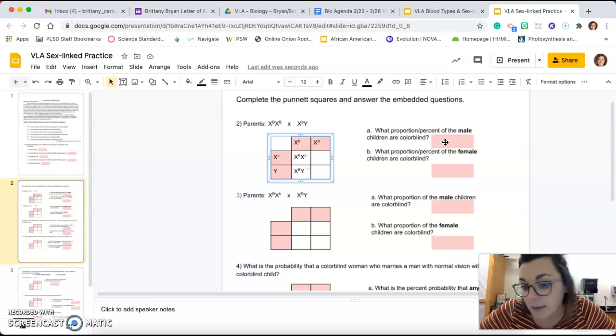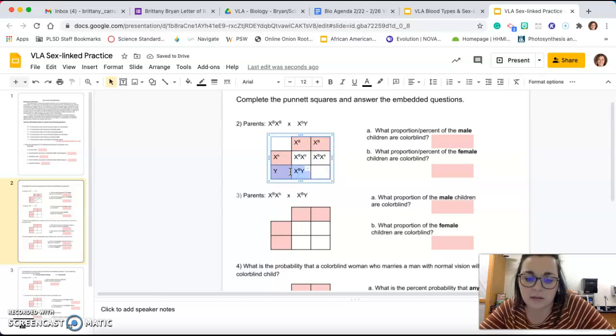So it's either like 100% of males or 50% of males. It's never going to be 25% because we're only going to have 2 squares that are males. And then do the same thing for females. So what proportion of the females? Let's just fill the rest of this in. This is actually going to be the same, and this one is going to be the same.